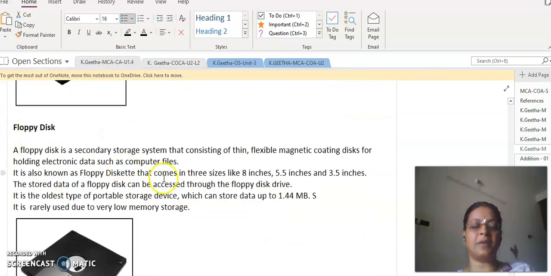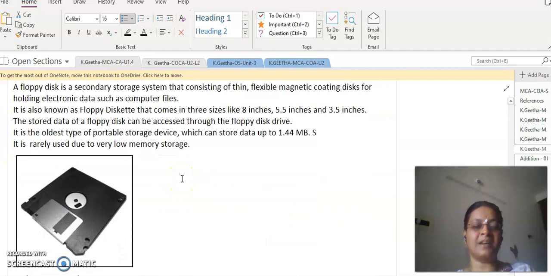Then comes the floppy disk. Of course, the floppy disk is not used nowadays. In olden days we used it, and the disk will look like this. There will be a notch, and this is also a kind of secondary storage device, available in different sizes varying in inches: 8 inches, 5.5 inches, and 3.5 inches.